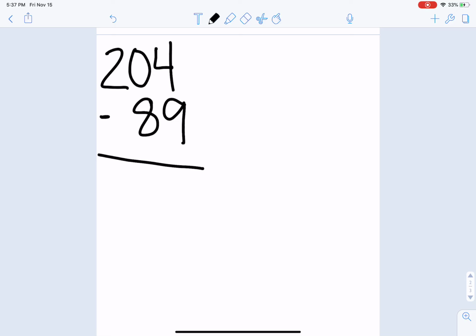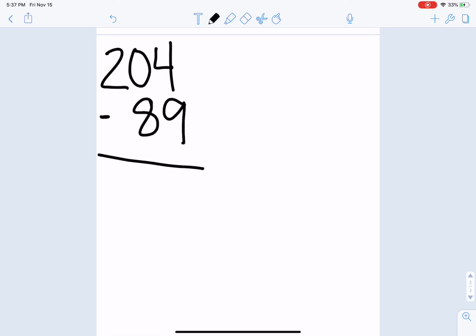So the 8 would match up with the 0 as they are in the tens place, and the 4 would match up with the 9 as they are in the ones place. So the student would probably start to notice that they cannot take away the 9 from the 4. Again, due to this, they would probably begin to expand the two numbers.